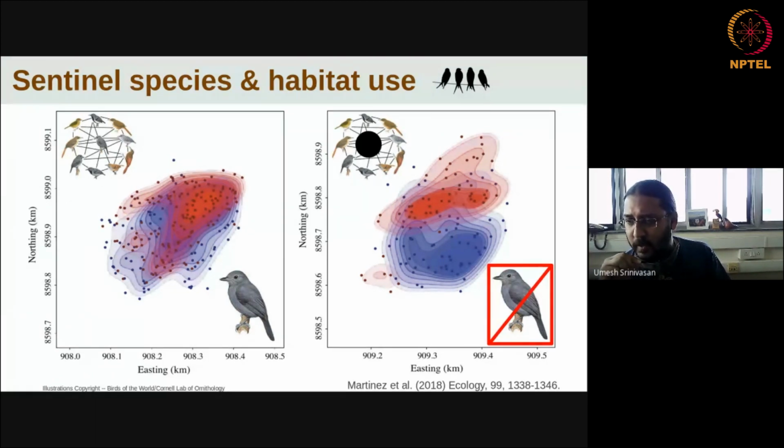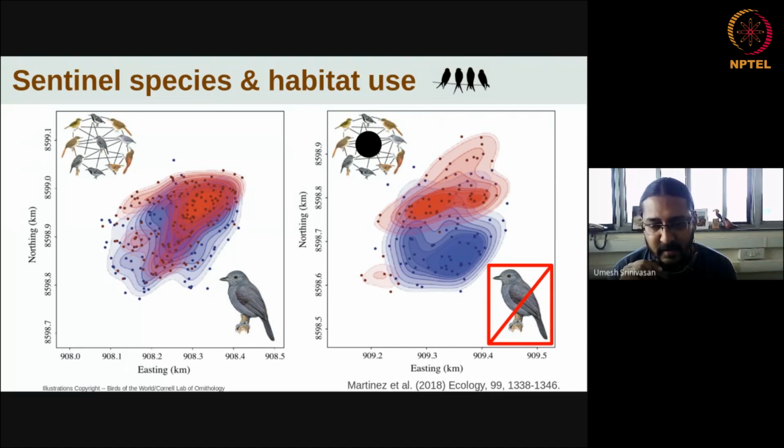Manjari has a follow-up on the sentinel species and habitat use study, which is on the screen right now. In the sentinel species and habitat use study, could you please further elaborate what is indicated by the red region and the blue region? Certainly. You have two cases, Manjari. You have a case on the left where the sentinel species has not been removed. So that's a control situation.